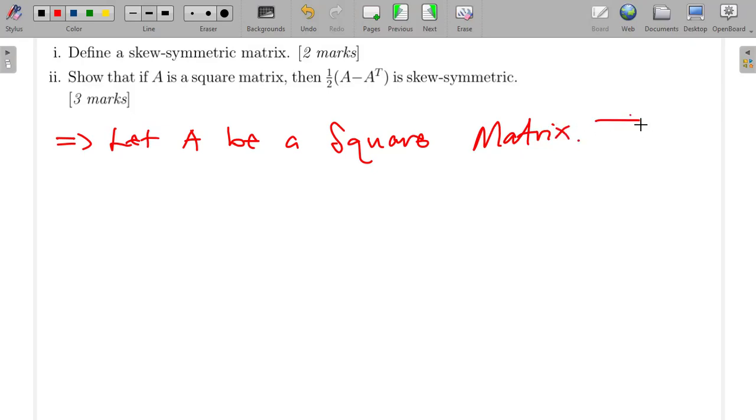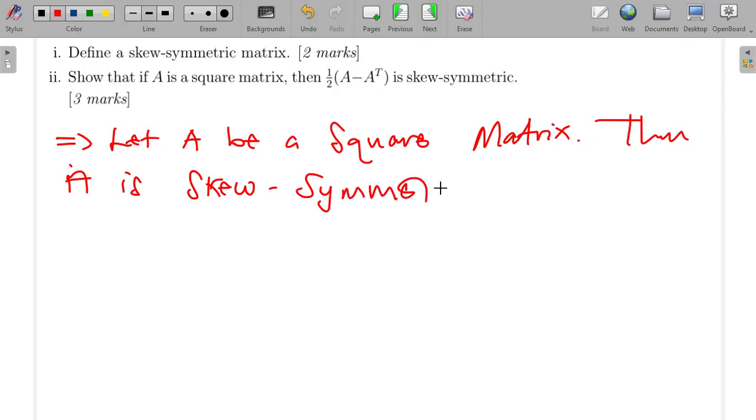Then A is skew symmetric if and only if. This is the short form of if and only if, like that. So you can write that if and only if. What is the condition for a skew symmetric matrix before I write it? What is the condition for the skew symmetric?